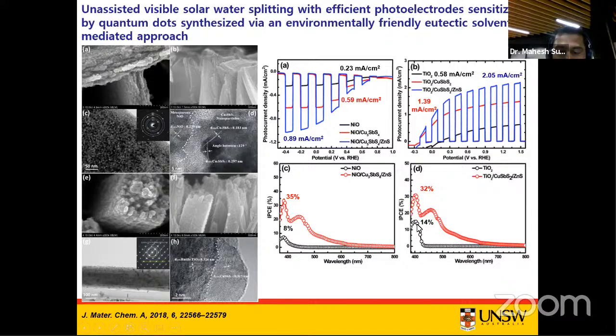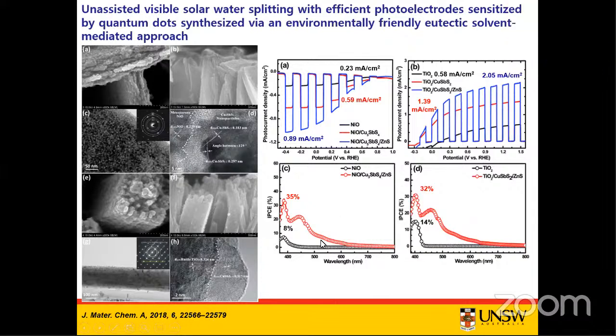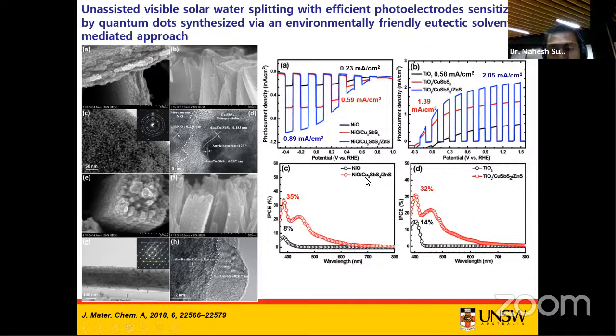This increment in the absorption in the visible light range, from about 450 nanometer to 600 nanometer in the case of CuSbS2 sensitized TiO2, and similarly in the case of Cu3SbS4, is attributed to the visible light absorption ability of the Cu3SbS4 and CuSbS2 nanocrystals or quantum dots.